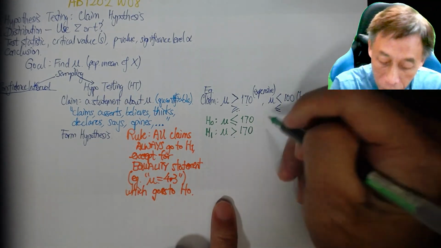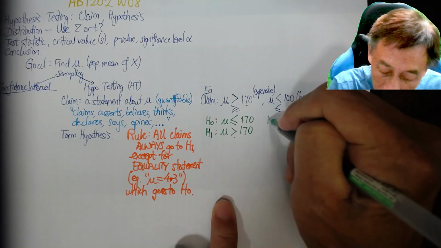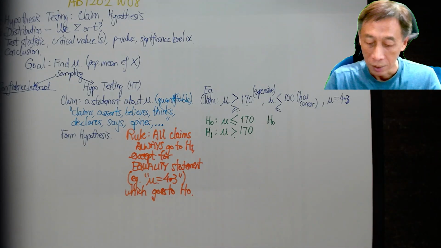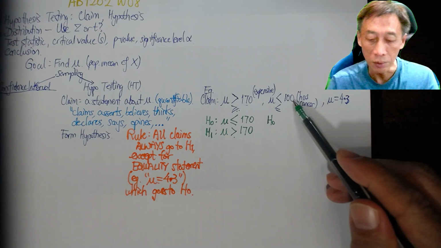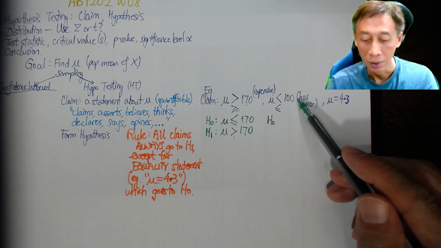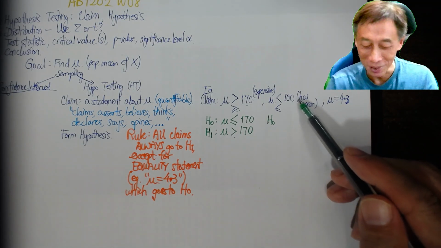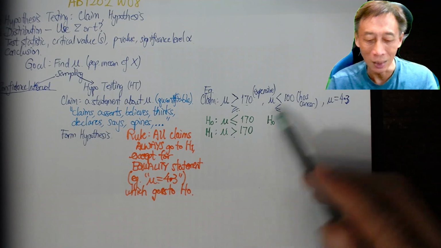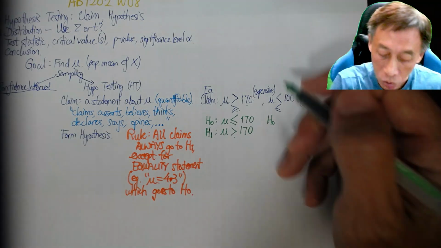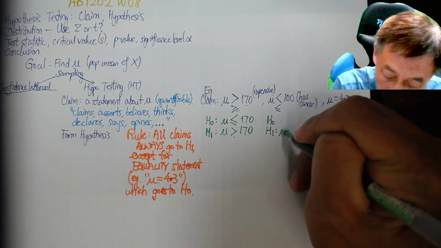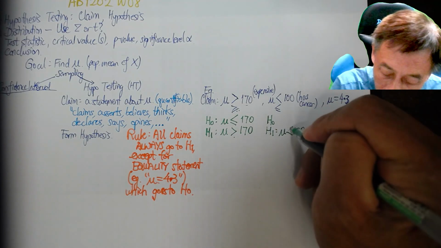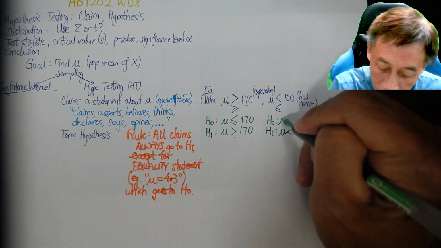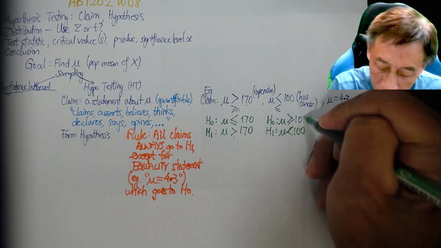Okay, let's try the second one. The second case, the dispute is there is cancer. There is cancer if the blood cell count is less than 100 units, some medical units, or less than or equal to 100. So this is a claim statement that is not equality, so it goes to H1. So we write mu less than 100. Even if the original statement was less than or equal to 100, we write less than 100. But we will then shift the equal sign upstairs to H0.